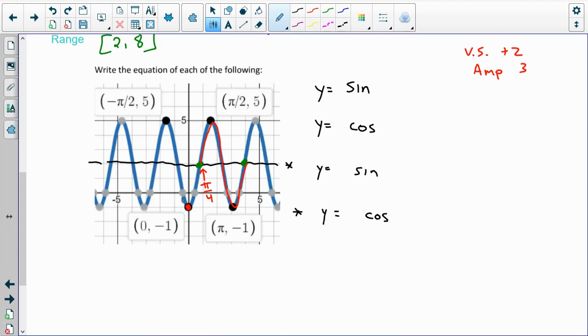And it looks like my period, if I look at one complete cycle, and I could look at a complete cycle from anywhere, but it looks like, this was negative pi over 2 here. This would be negative 3 pi over 2, and then it goes from pi over 2 to 3 pi over 2. It looks like a cycle is pi. So my period is pi. Now the normal period is 2 pi, remember? So that means, what does b have to be?